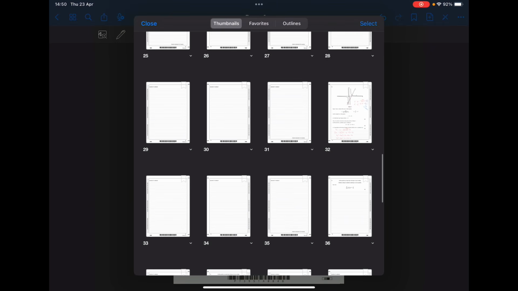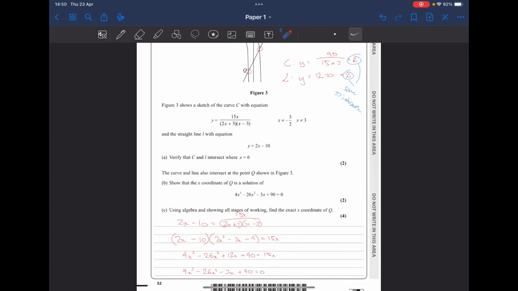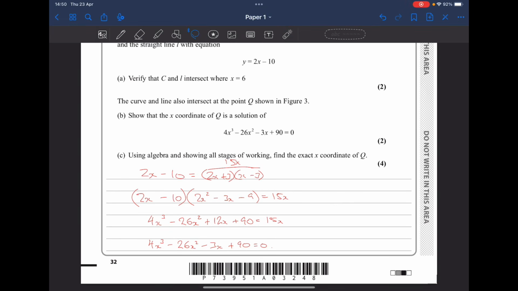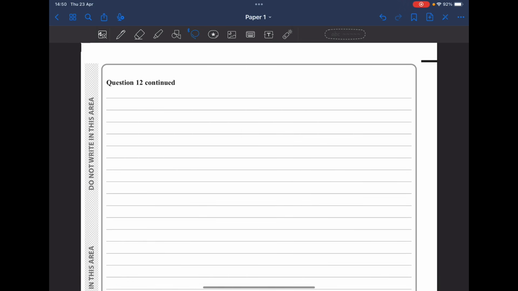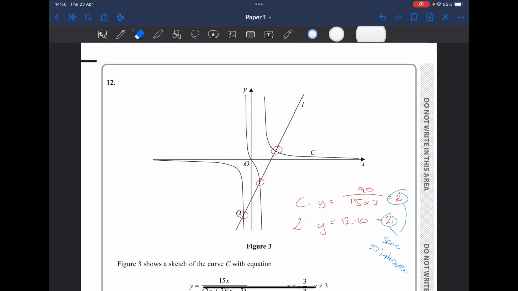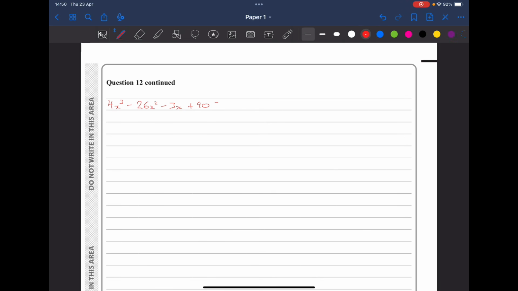So let's go back to where we were. This one. I'm going to take this to a new page though, because I haven't got enough space here. So let's copy this over, put it on this page, and our root was at 6. Was it positive 6? Yeah, positive 6. So one of our brackets will be x minus 6. And then we know in here we will have something that is a quadratic.